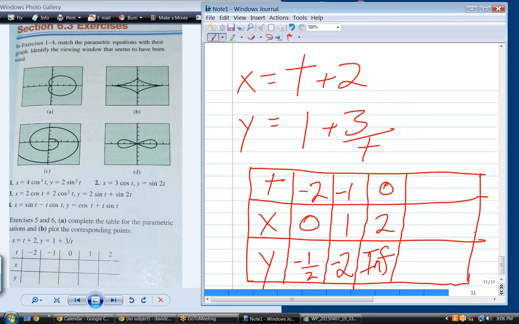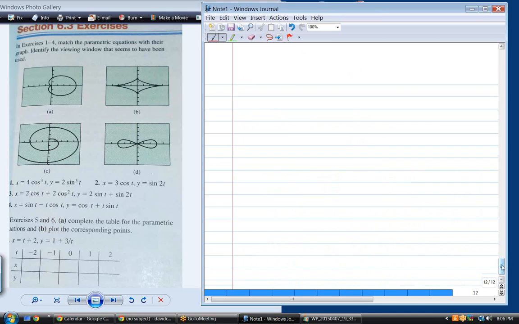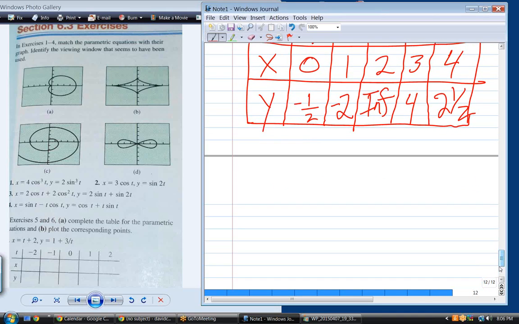Okay, let's finish the table, because this is how we're going to solve 1 through 4 also. When t is 1, x is 3. When t is 1, y is 4. When t is 2, x is 4. And when t is 2, y is 2.5. Now we can plot what these parametric equations look like, because we have a set of xy points.